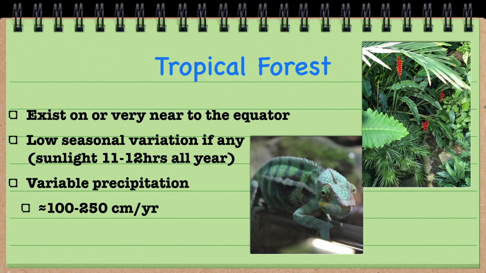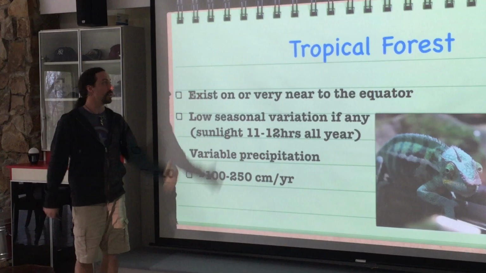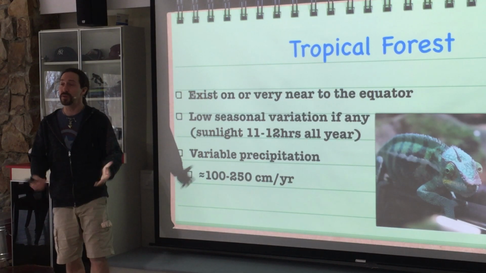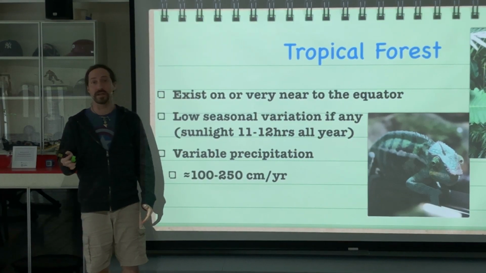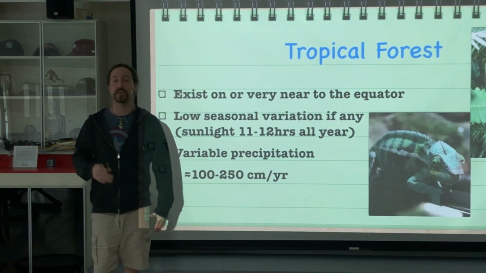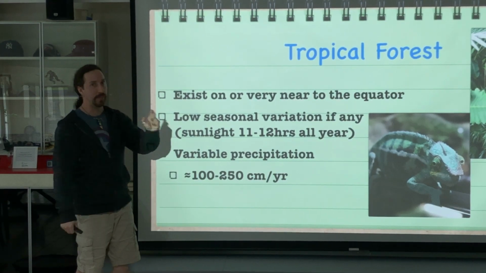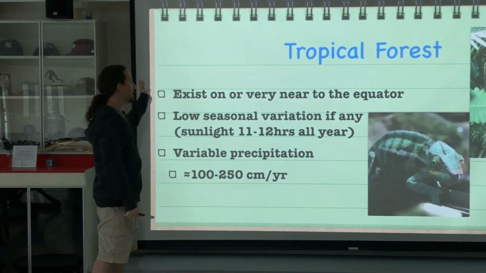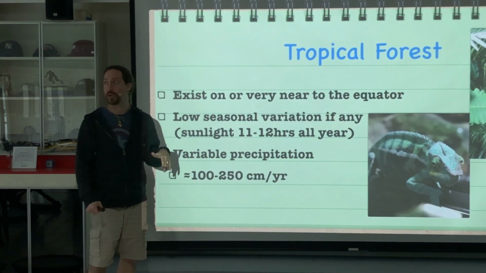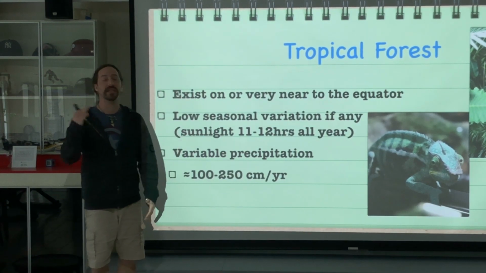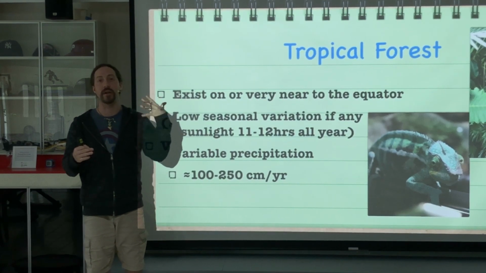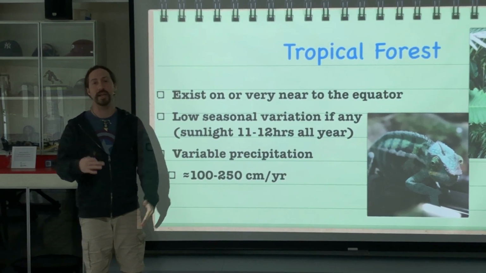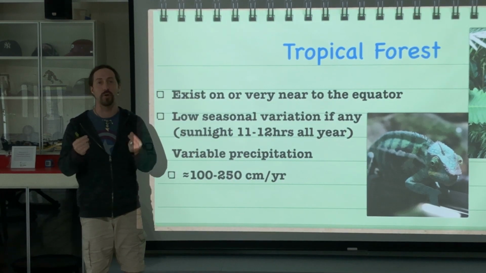Moving to one of the most famous of all of the biomes, the tropical forests. Most people know about the tropical rainforests. Not all forests that are tropical are rainforests, so we'll look at that a little bit later on. The key is that these exist on and very near to the equator. Again, that means that there's a lot of direct sunlight, and with a lot of direct sunlight, there's a lot of energy for photosynthesis, which means that our plant life can really grow well.